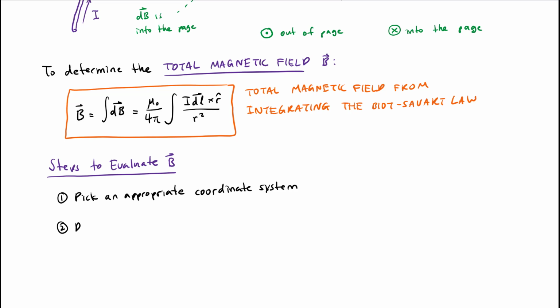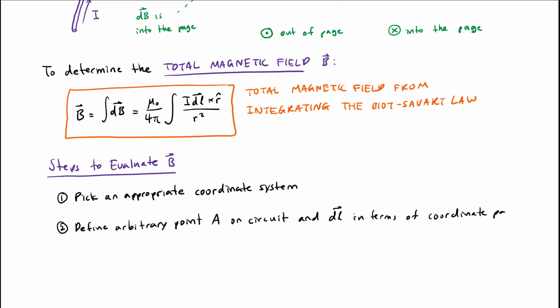Next, we want to define an arbitrary point A on a circuit. And we also want to define dl in terms of your coordinate parameters. And what number 2 basically means is once you've chosen your coordinate system, make sure you can represent dl in terms of different directions in your coordinate system that you've chosen.